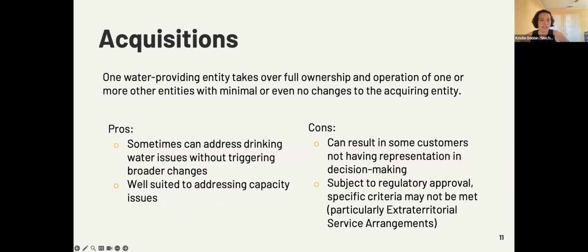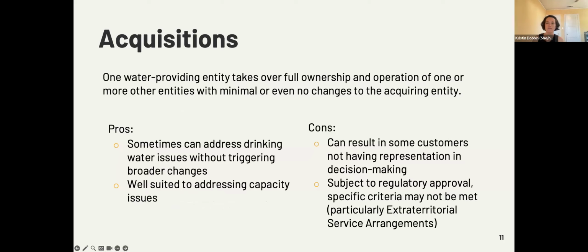And finally, acquisitions. So this is where one larger water system basically takes on the smaller one, and we don't see a lot of changes. A good example would be a mobile home park on the outskirts of a city, and the city just starts serving that mobile home park. Some of the pros here is that sometimes this can be a somewhat straightforward way to address a drinking water issue without broader changes.